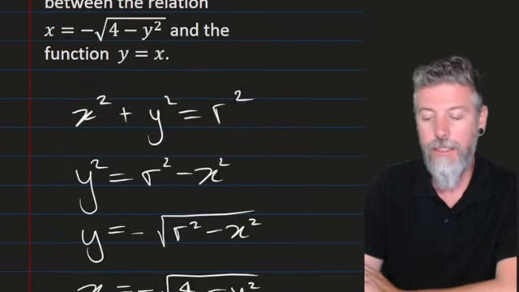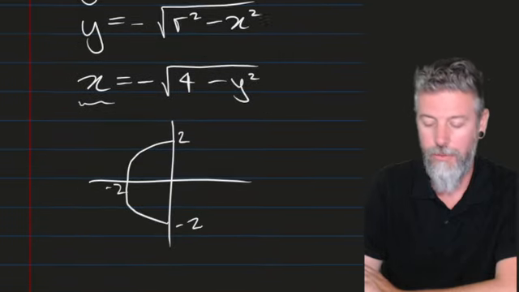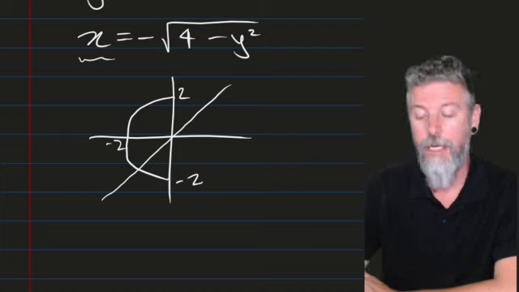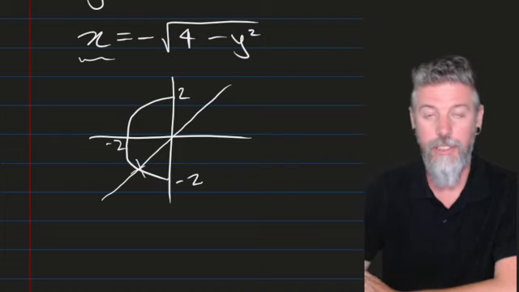And we're intersecting that with the function y equals x. Okay, y equals x is a function. It passes the vertical line test. It goes through and we get an intersection point here.